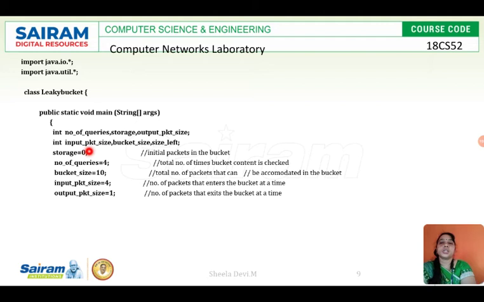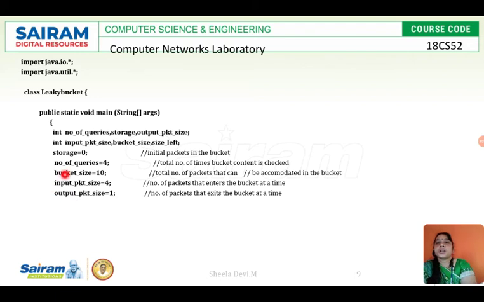Again we are initializing some variables as integers, that is input packet size, bucket size, and size left. Input packet size, we said already, is of variable size. One packet will be 200 bytes and another packet may be 450 bytes, we saw, right? So input packet size, bucket size, and the size left, that is how much size is left.